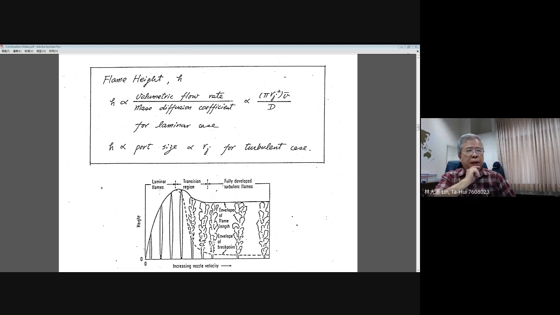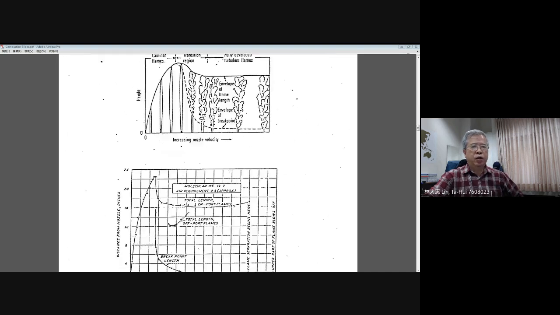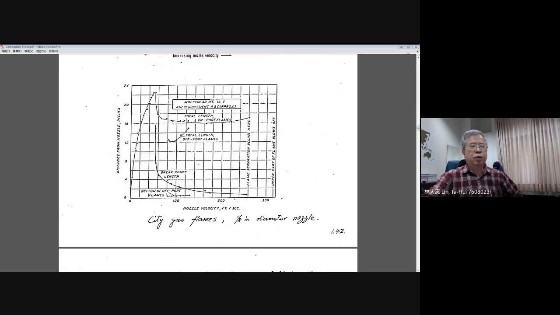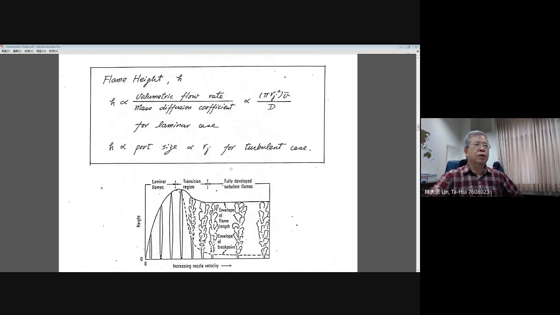In summary, as you go through the theoretical analysis, simply compare the time scales of flow convection and diffusion, and you can estimate the flame length for laminar and turbulent cases. I just give you the simple relationship for the flame height as a function of the design parameters. For example, here, you can see this is page 1.42 in your lecture notes.